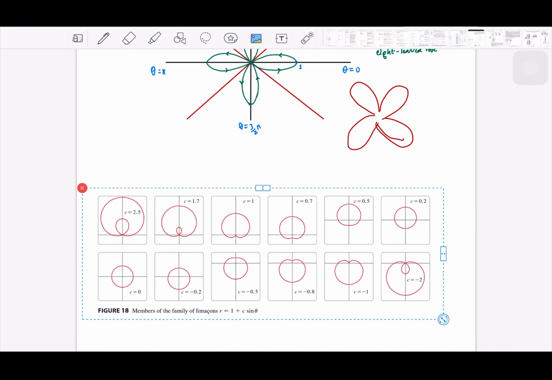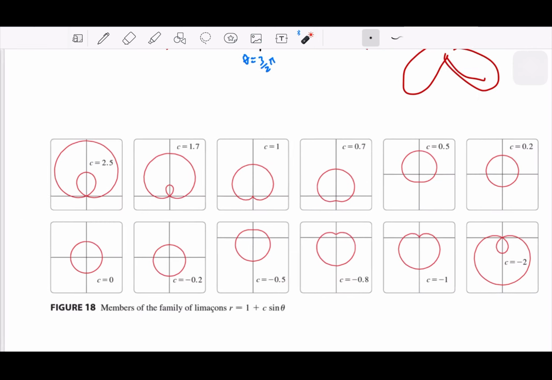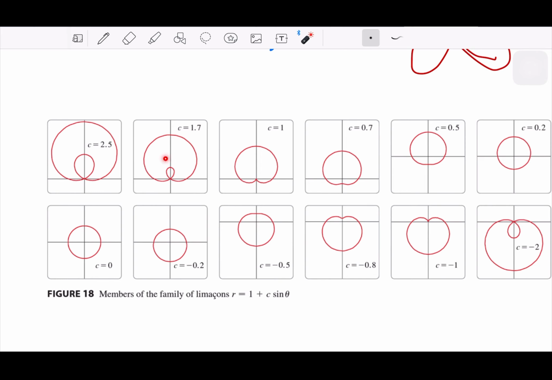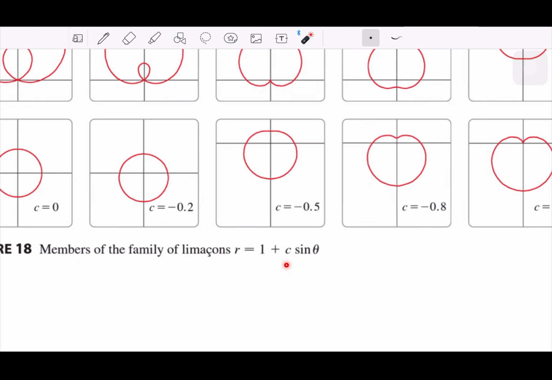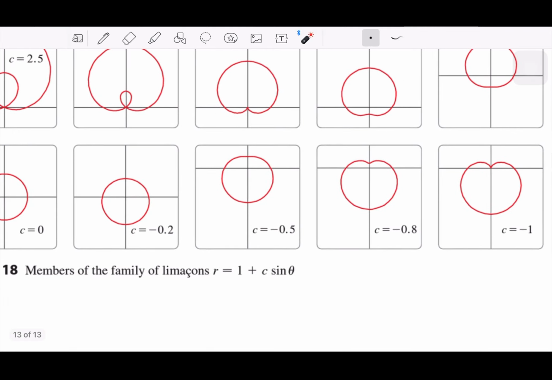Last time we did the 1 plus sine theta. Now if you look here, this is a family of polar curves called limaçons. This is the limaçon 1 plus c sine theta. So you can write 1 plus c sine theta as a general equation, and if you change c from some positive constant to a negative, you will see the difference.